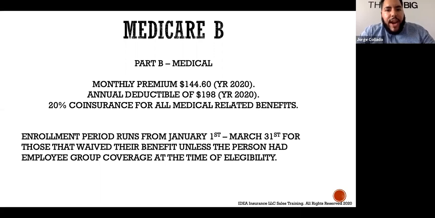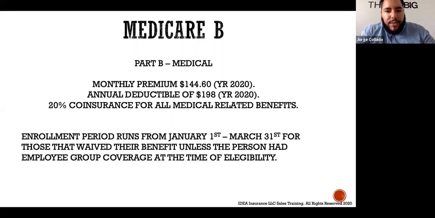For people that waive their Part B, a lot of people don't want to pay that $144.60, and they cancel the B. They say, no, I don't want anything to be taken from my check, and they make the bad decision of canceling B. So there is an enrollment period for those people that want to get the B again.